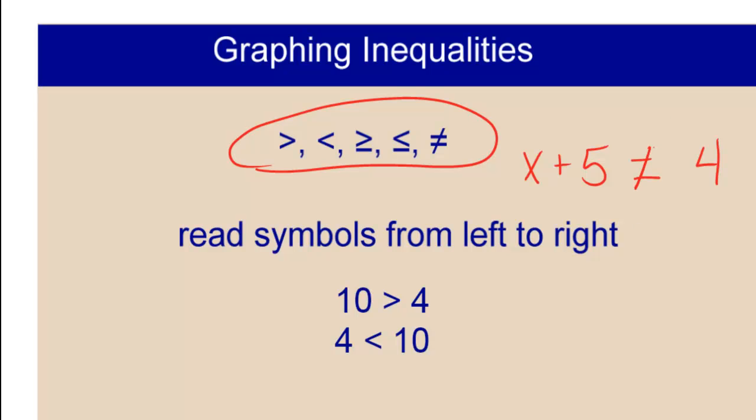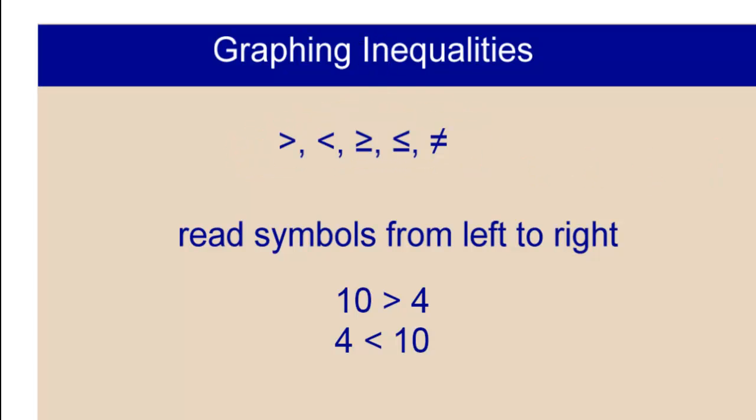All of these symbols are called inequalities because in means not and equality means equal. So inequalities means not equal. So first we need to be able to read all these symbols, and remember that you read from left to right. This is our left side, this is our right side.